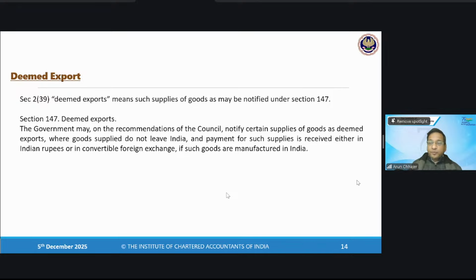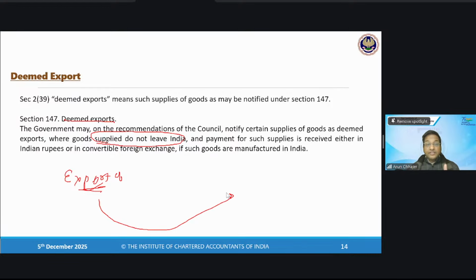Because the term export has been defined. See, export of goods should be a physical move from India to out of India, right? Do you agree? For export, I'm talking about goods, the goods have to move from India to out of India. But for deemed export, the goods do not leave India.